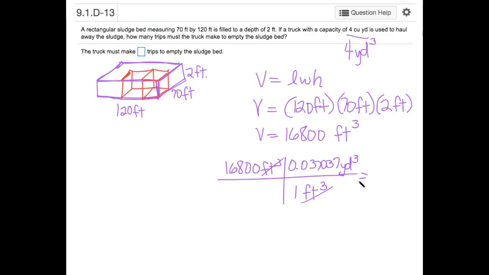And now all I have to do is multiply 16,800 by 0.037037, and I get 622.2216. And I'm not going to round yet. I'm kind of smushing it in there, but that's cubic yards. I don't want too much rounding error, so I'm going to keep all the decimals.